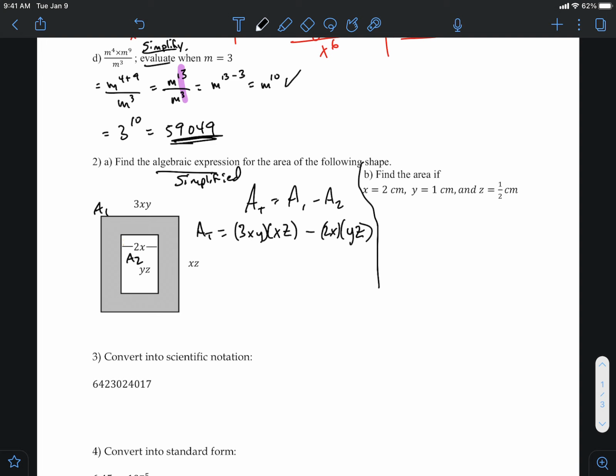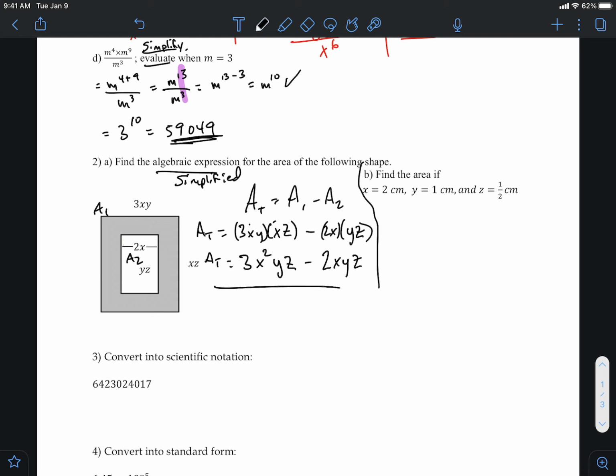By that I mean the fully simplified algebraic expression that represents the area of the shaded region here would be 3 times x times x, which we know is x squared, yz, minus 2xyz. I was kind of nice with this question. Does anybody have any questions? That's kind of what I'm looking for right there: a fully simplified algebraic expression, right?